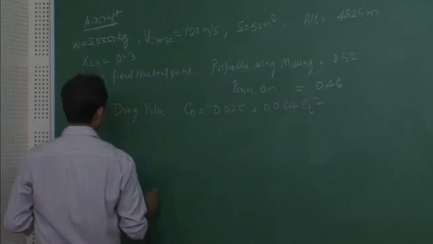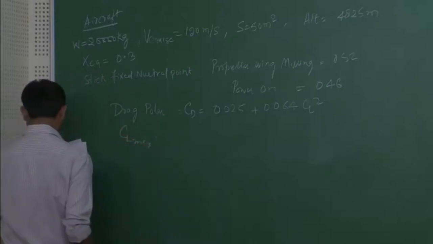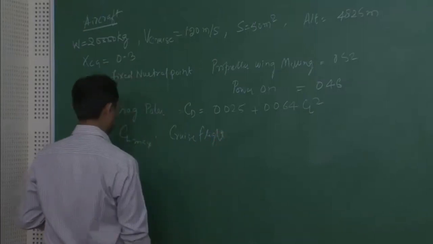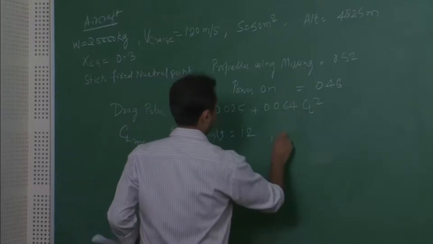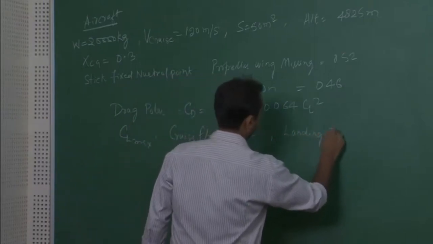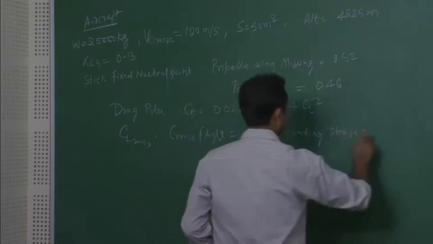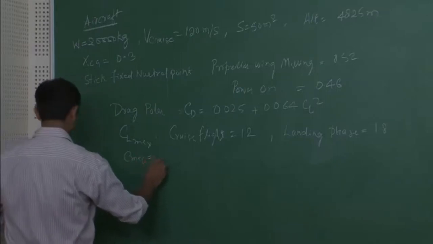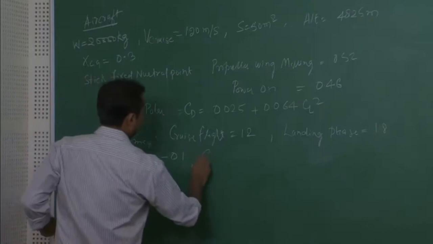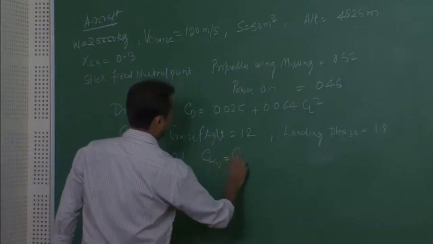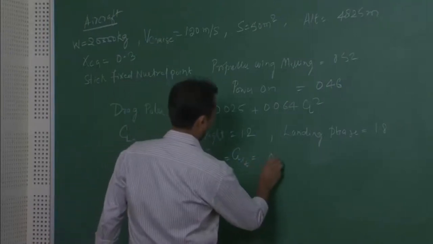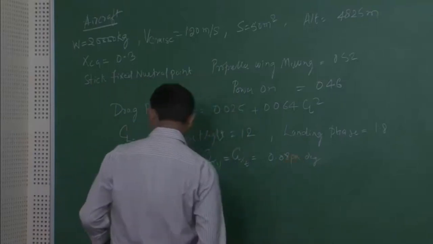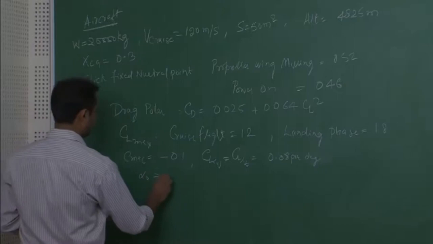0.024 CL square. CL max for cruise flight is 1.2, and during the landing phase it is 1.8. CMAC for the aircraft is minus 0.1. CL alpha of wing and CL alpha of tail is 0.08 per degree. Angle of attack at zero lift is minus 2 degrees.